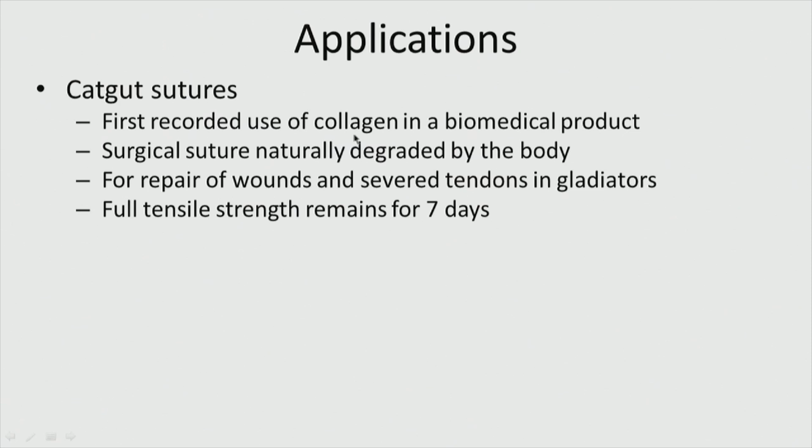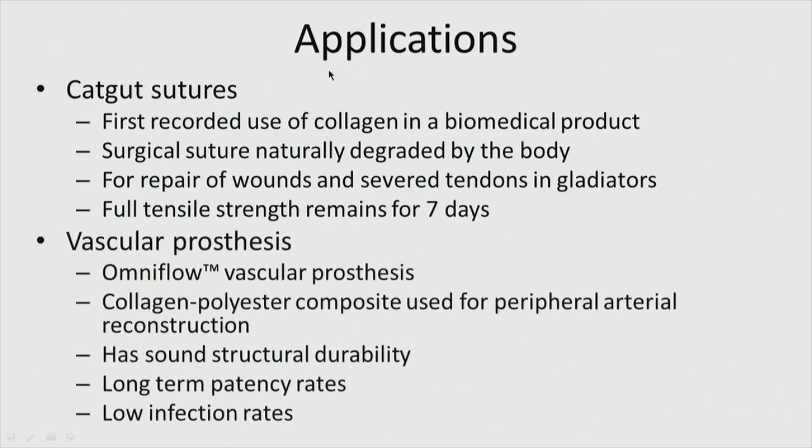It's used in catgut sutures, the first recorded use of collagen in a biomedical product, as surgical sutures, which degrade in the body, for repair of wounds and severed tendons in gladiators. It has full tensile strength which remains for 7 days. Then vascular prosthesis: there is already a product, OmniFlow, which is used for vascular prosthesis. Collagen polyester composites are used for peripheral arterial reconstruction, with sound structural durability, long term patency rates, and low infection rates. Okay.